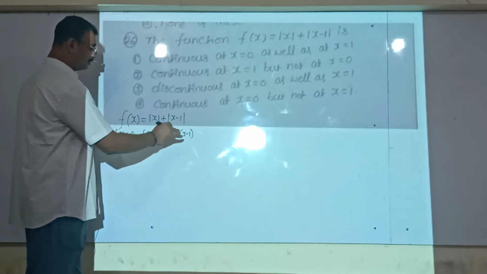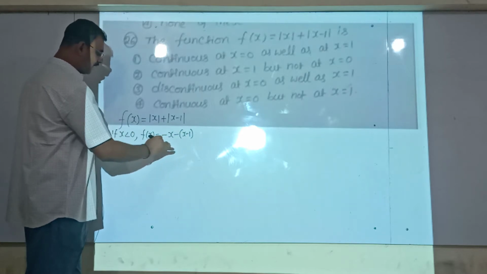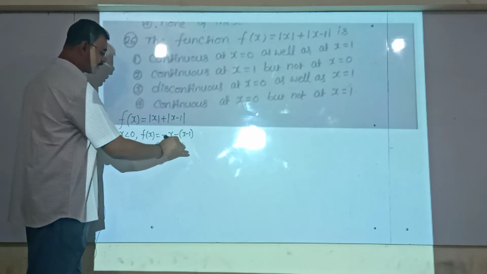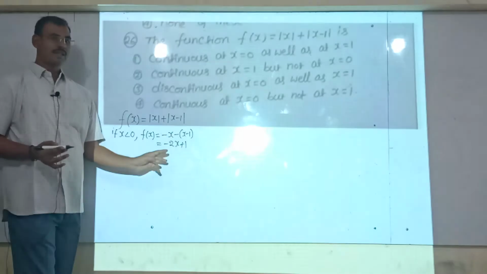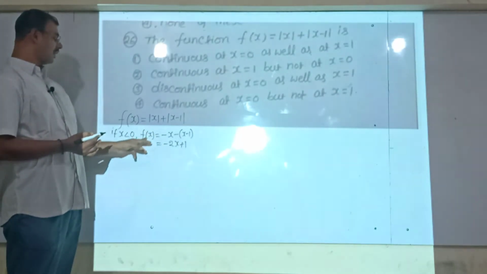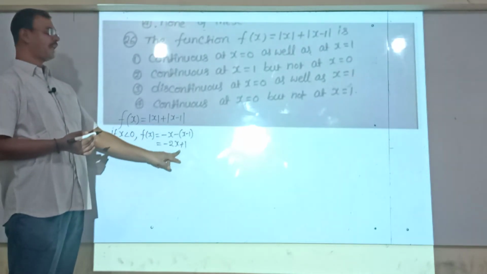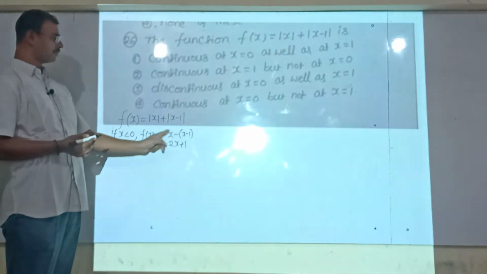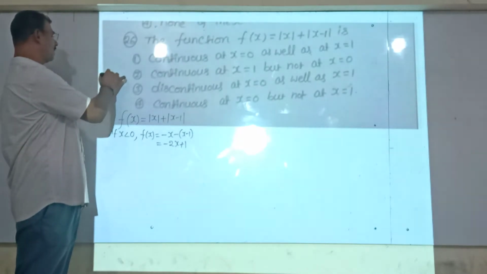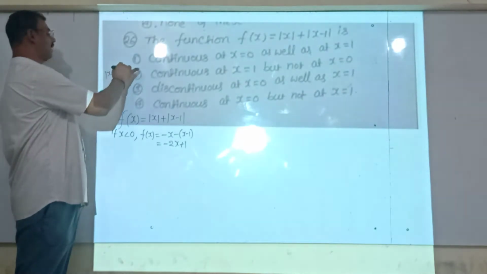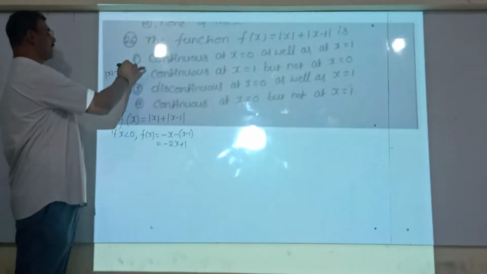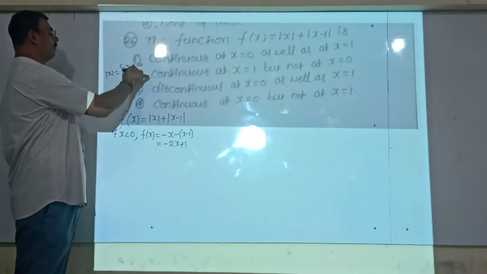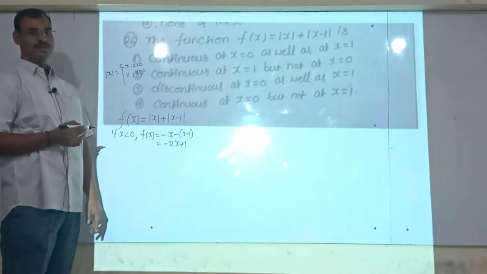Simplify, this is equal to minus x minus 2x plus 1. So when x is smaller than 0, the function is minus 2x plus 1. Okay, smaller than 0, both are negative. You know all of the mod x definition. This is minus x plus x when x is smaller than 0, and when x is more than or equal to 0, according to the definition, I break the condition.